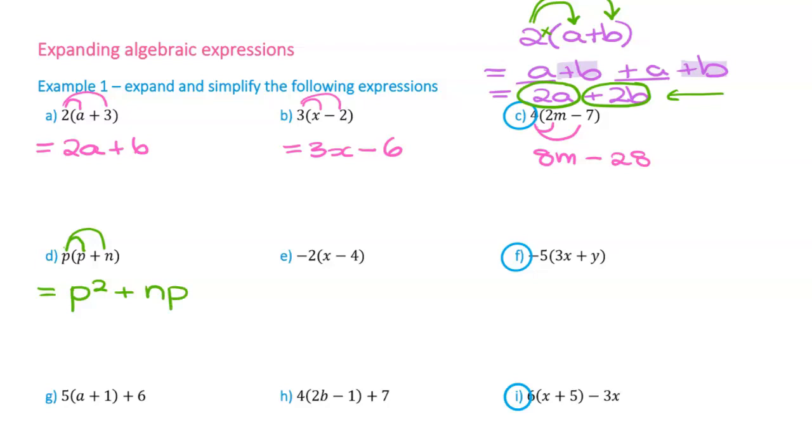Now this next one, we've got negative 2 out the front times x. Negative 2 times x is negative 2x. Here's the tricky one. We've got negative 2 times this last term, and this is negative 4. Don't forget, it owns the sign in front of it. Negative 2 times negative 4 is going to be positive 8. I'd like you to have a go at example F.